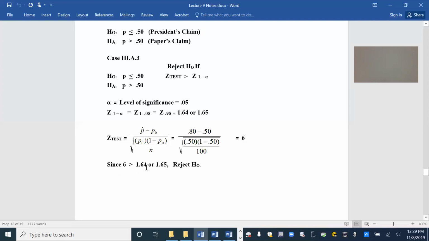Is 6 greater than 1.64? Yeah. Reject H0. The president is wrong. The president is not telling the truth. A majority of students do favor it.